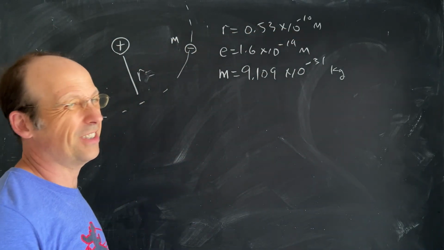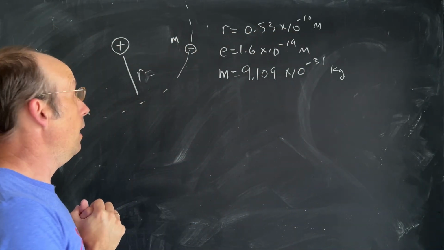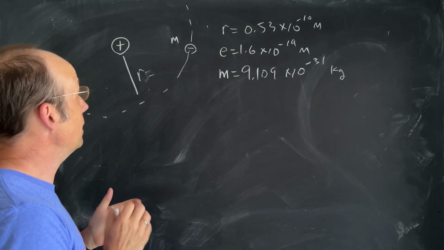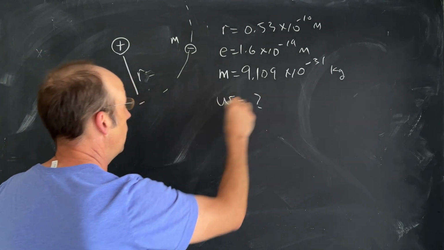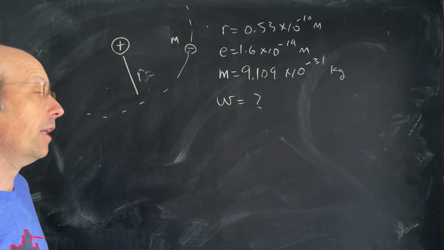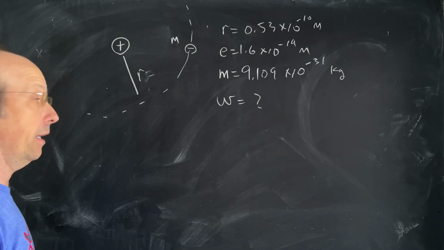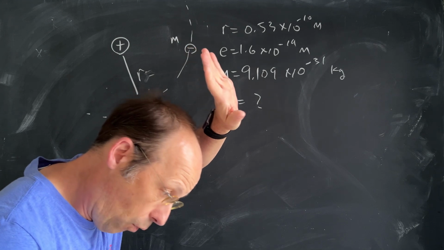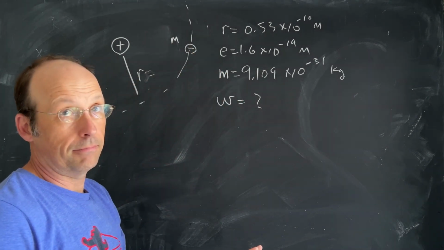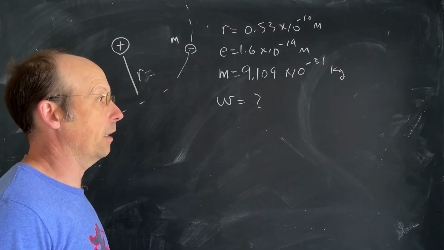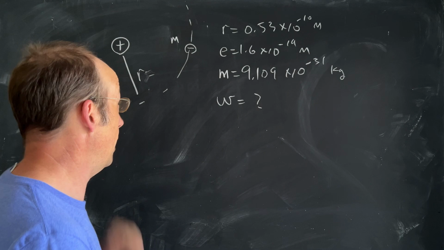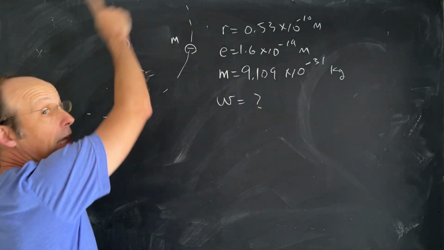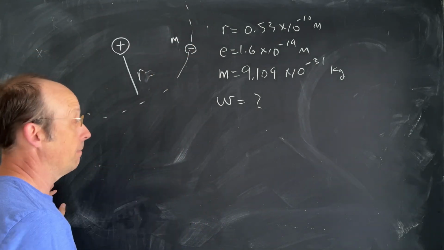Another problem. This one's just kind of fun. It says, what is the angular velocity omega for the electron orbiting a proton in the hydrogen atom? And I said before that this doesn't actually happen. The electron doesn't orbit like a little planet, but it's still fun to calculate and actually can be useful in some situations. So we're going to calculate it anyway, imagining that that electron is orbiting a proton.